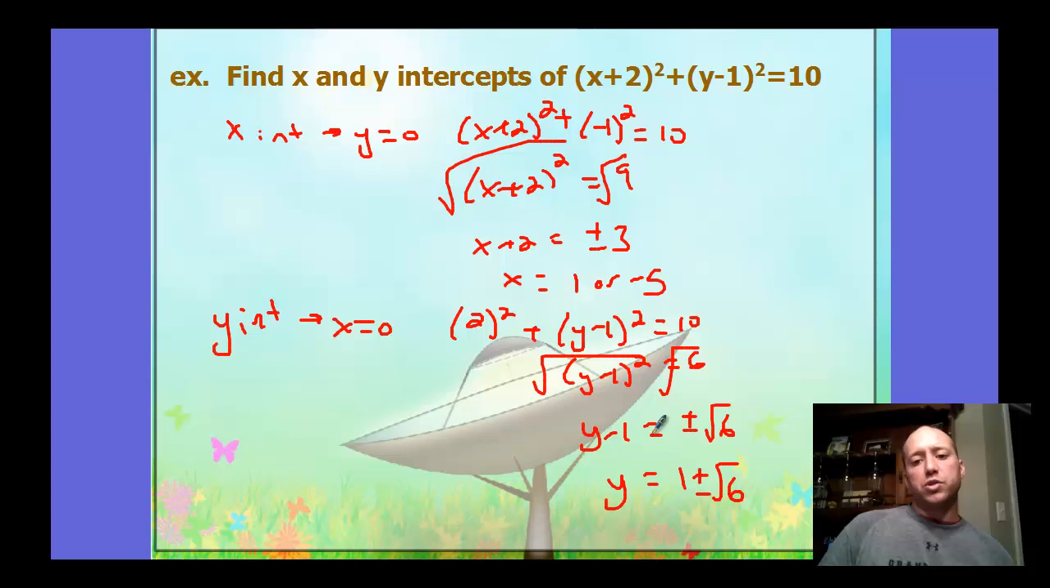So those are 3 examples, similar to ones you're going to deal with in the homework on circles.